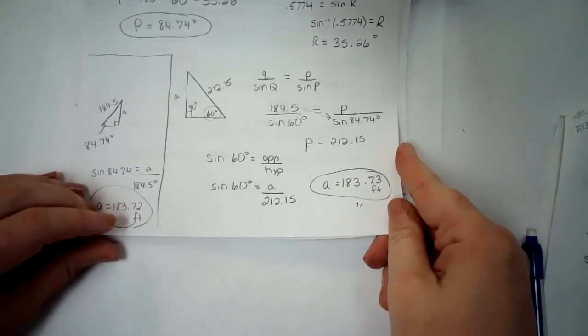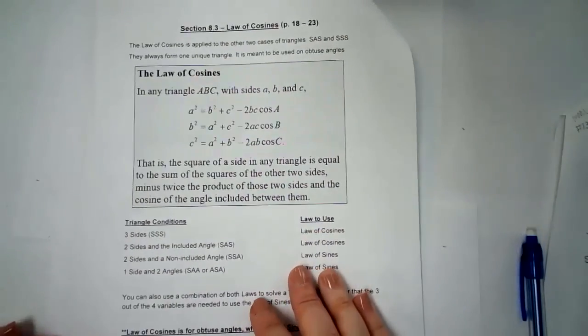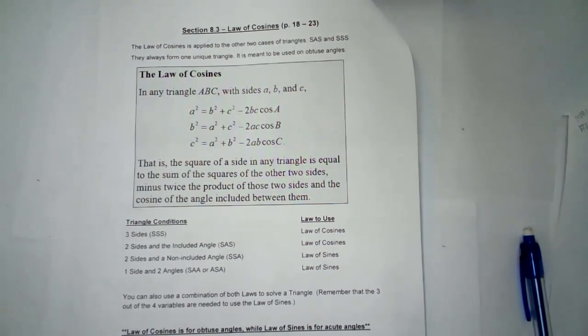All right, so I will see you on Tuesday to finish our packet. We're now going to talk about the law of cosines, and then we will also look into finding the area of a triangle.